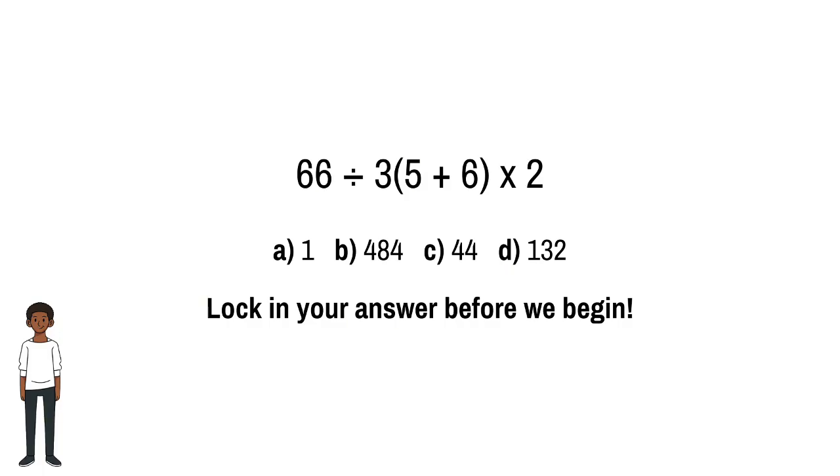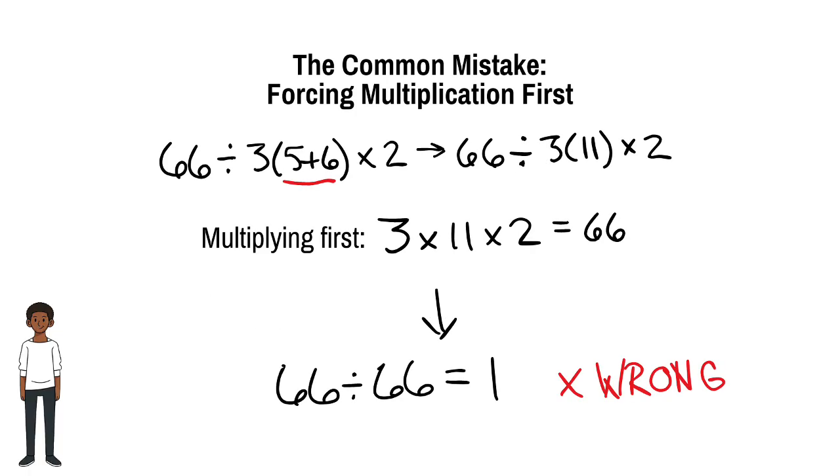What is the value of the expression 66 divided by 3 times open parentheses 5 plus 6 close parentheses times 2? Depending on how you were taught or how you interpret the order of operations, you might arrive at completely different answers, like 1 or 484. In this video, we're going to break down why so many people get trapped by this problem, clear up the biggest myth about multiplication and division, and walk through two complete examples step by step so you never make these mistakes again. Let's look at how most people approach this problem and end up with the wrong answer.